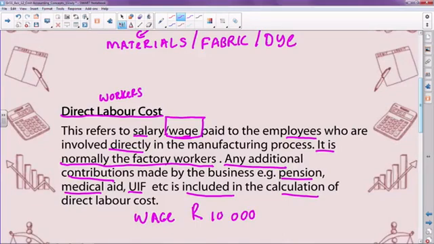Additional contributions that are made towards medical aid by the business. So, for example, the business contributes an additional 1,000 Rand towards the employee's medical aid fund. UIF, let's assume that's 70 Rand. Pension, the business contributes an additional 800 Rand. So these additional costs would now be included in the calculation of your direct labor cost.